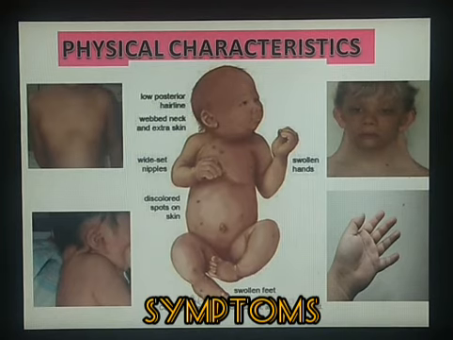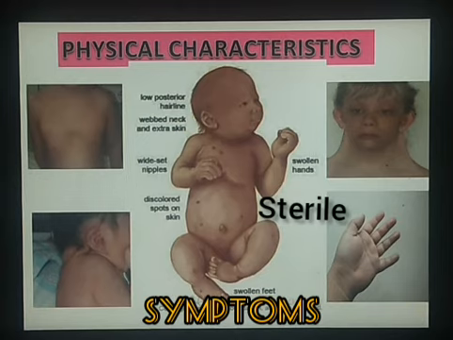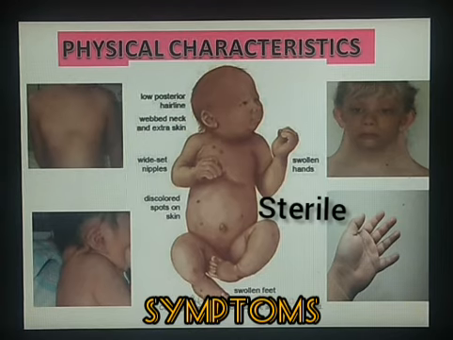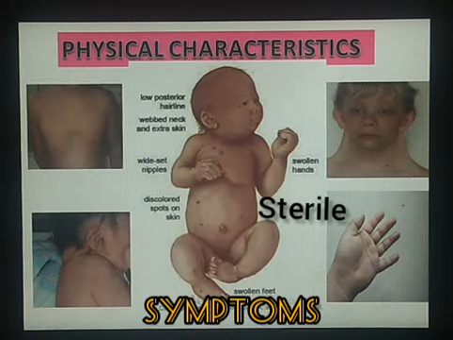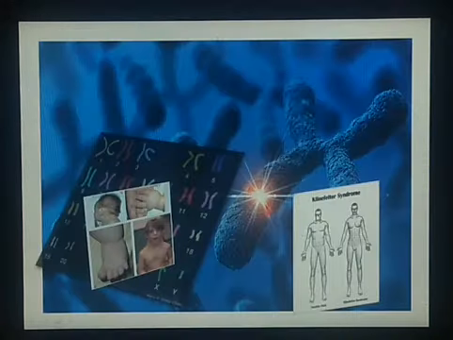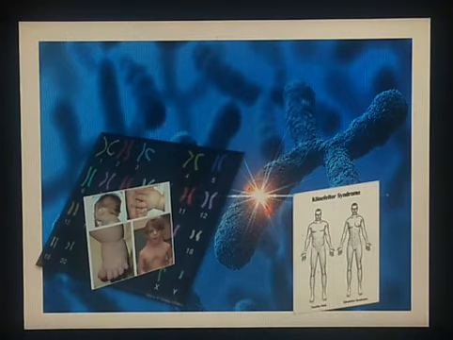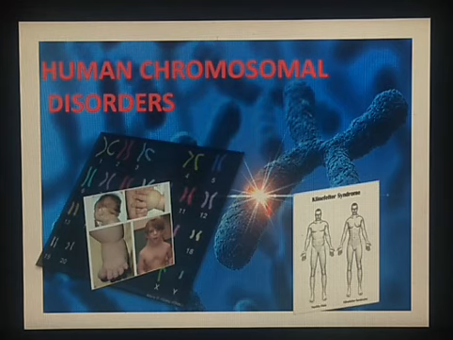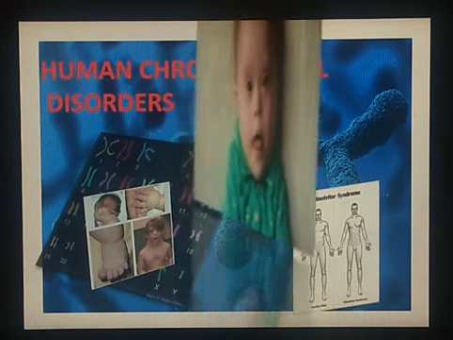Such females are sterile because their ovaries are rudimentary or non-functional. So therefore, they will be infertile. So this is all about human genetic disorders, those are the chromosomal disorders.